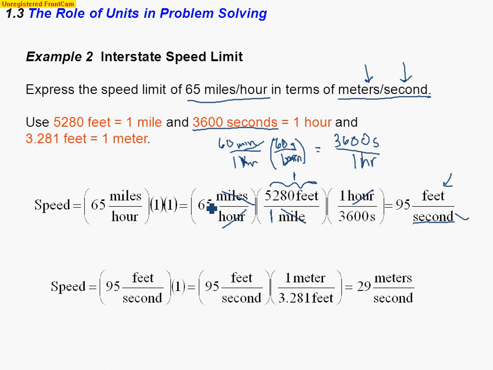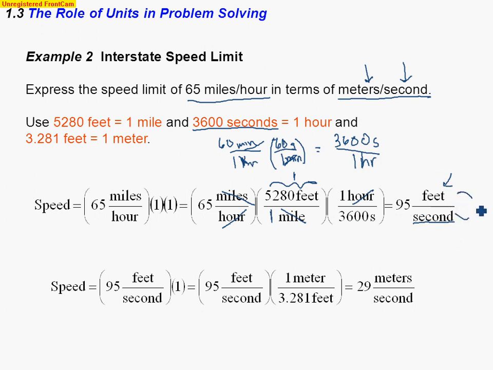So to summarize, we took our 65 miles per hour original measurement, multiplied that to change miles into feet, 5,280 feet per mile. So 65 got multiplied by 5,280. And then we changed from hours to seconds by knowing that 1 hour is equal to 3,600 seconds. So our hours cancel, and we're left with seconds. So then we're going to divide 65 times 5,280 by 3,600. And that gives us 95. So 95 feet per second.